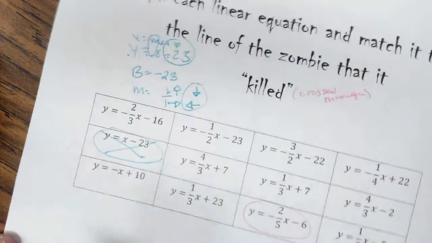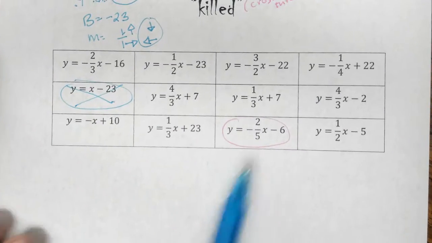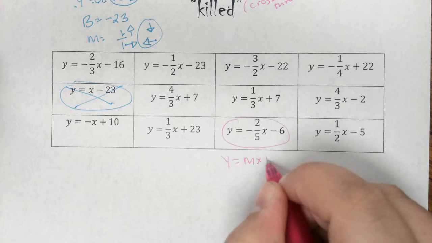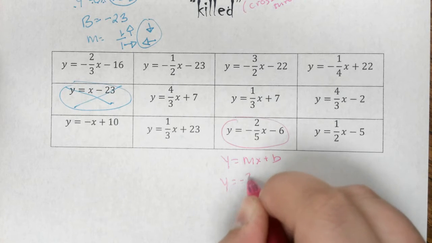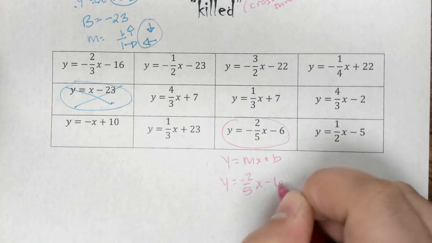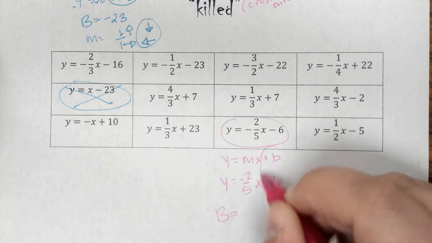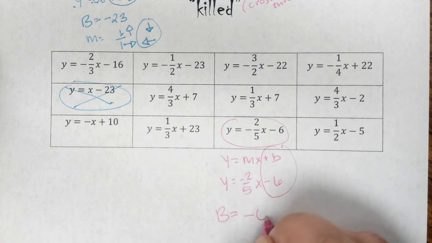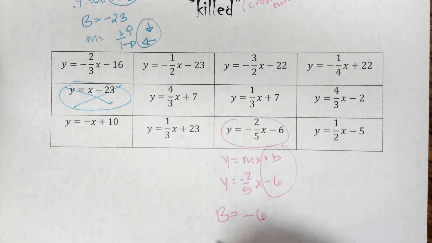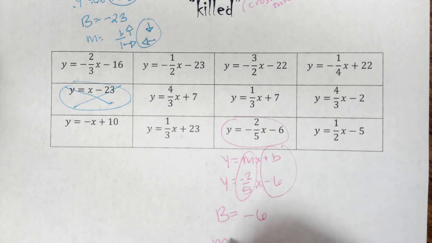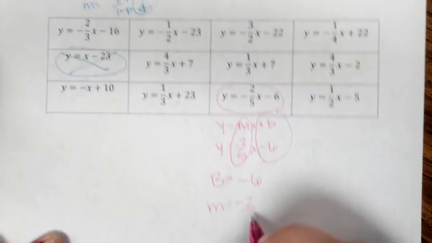Then we can look at the other example. That looks like y equals mx plus b. That's y equals negative 2/5 x minus 6. The beginning number is a negative 6, and the slope is the number in front of x. It's negative 2 over 5.